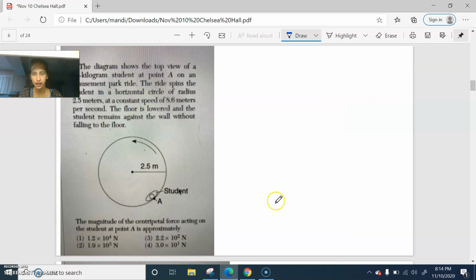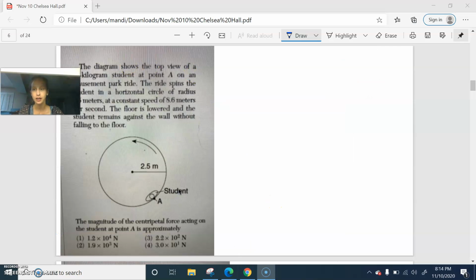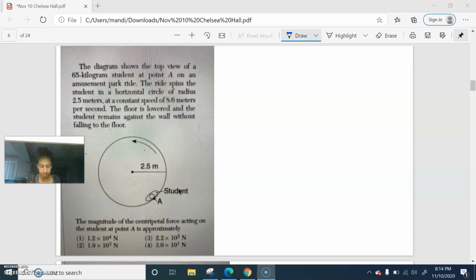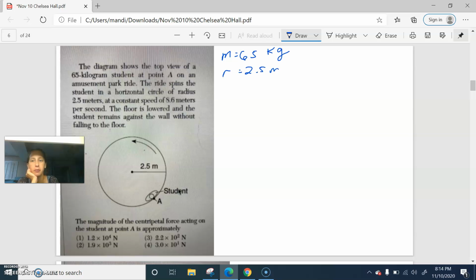All right, halfway done. Let's talk about this crazy carnival ride. We've got a student. Top view of a student. Sure looks like two ovals. We have a mass of 65 kilograms. The radius is 2.5 meters. The speed or velocity, that's 8.6 meters per second.